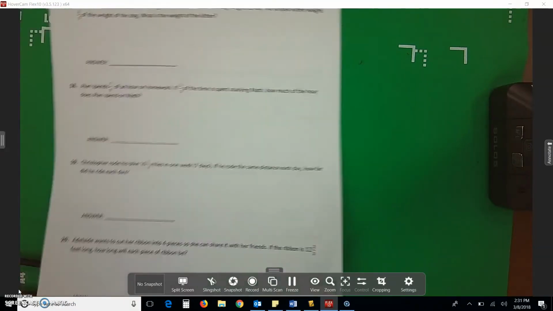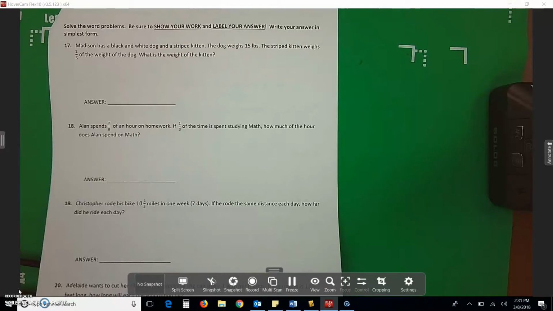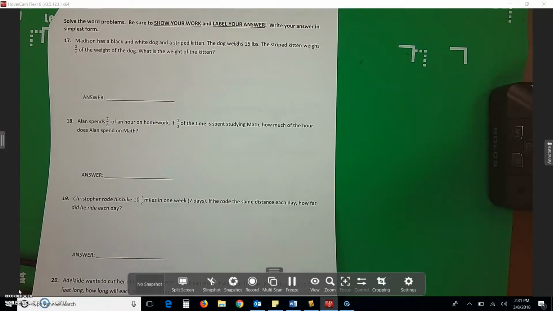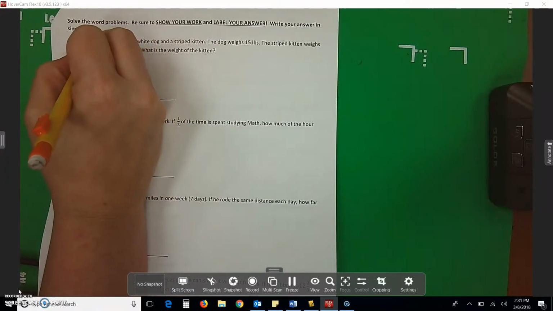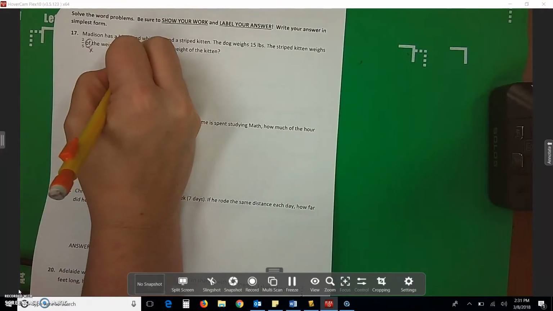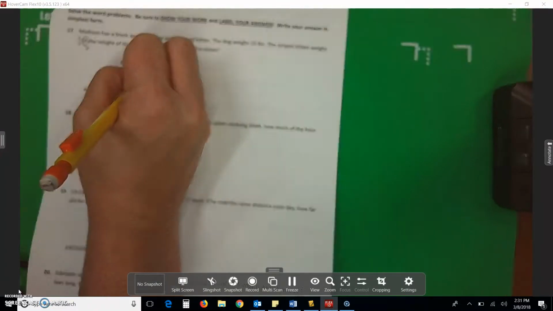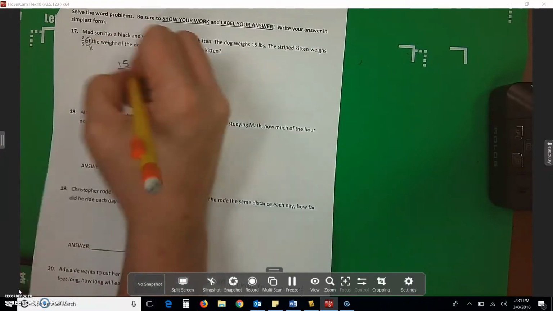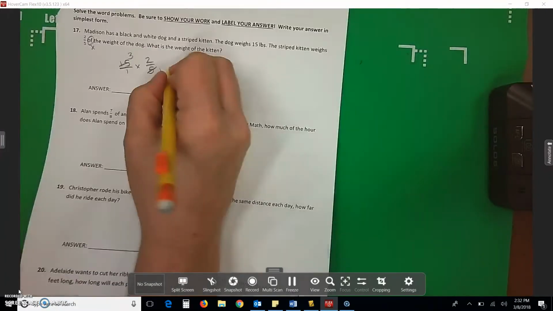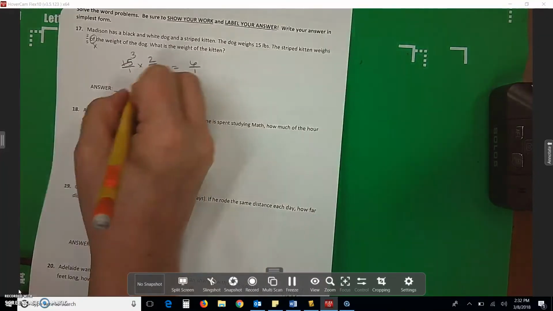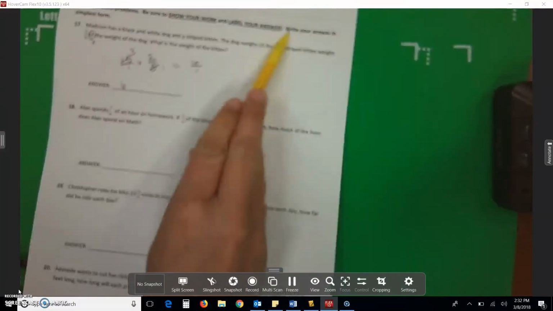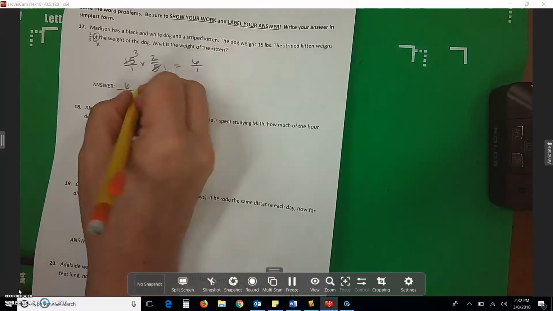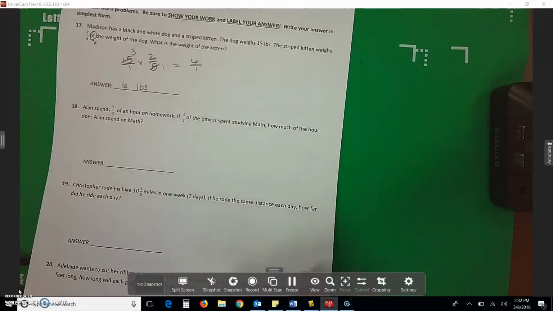We're going to go one more page, since these were kind of short. Madison has a black and white dog and a striped kitten. The dog weighs 15 pounds. The kitten weighs 2/5 of the weight of the dog. What is the weight of the kitten? We know that of means multiply. So we've got 15/1 times 2/5 for our expression. 5 goes into 15 3 times. 2 times 3 is 6/1, so the kitten weighs 6, and we have to label our answer. We're dealing with pounds. So the kitten weighs 6 pounds.